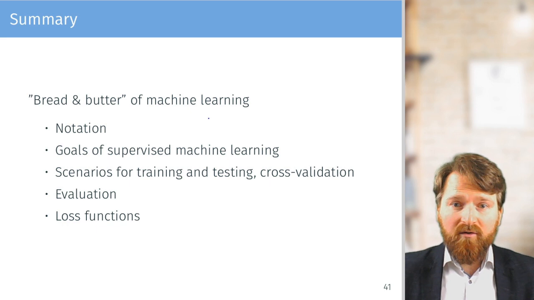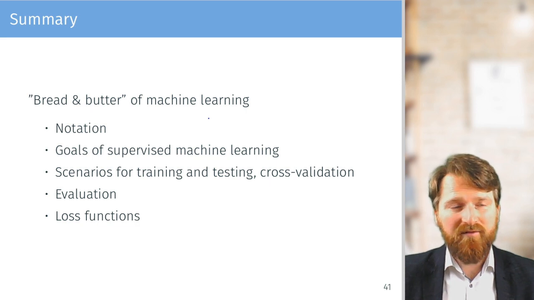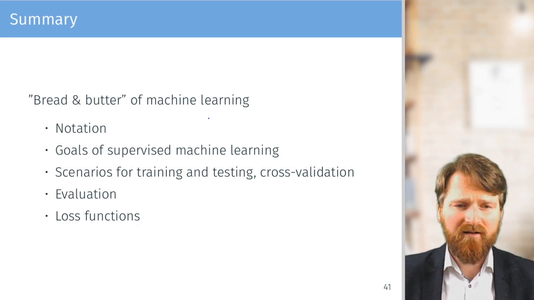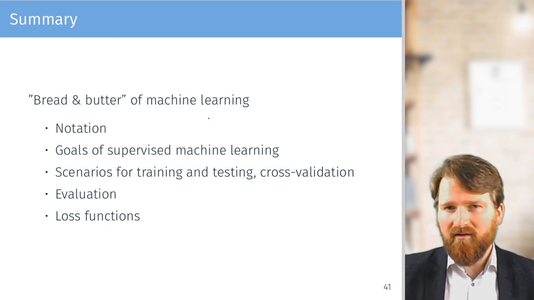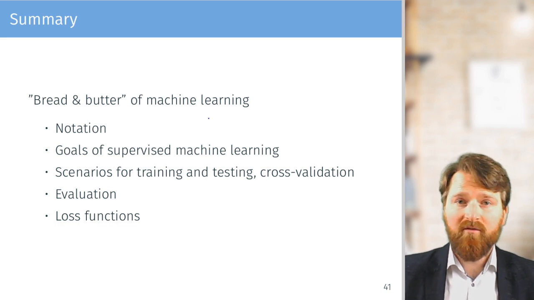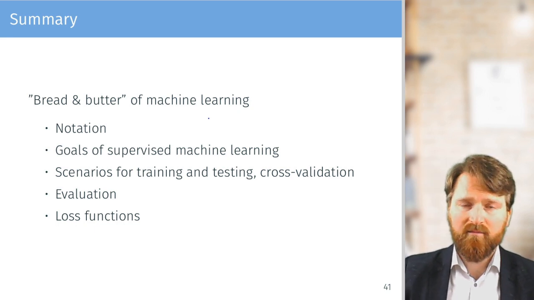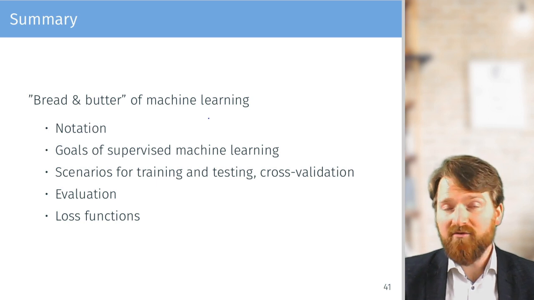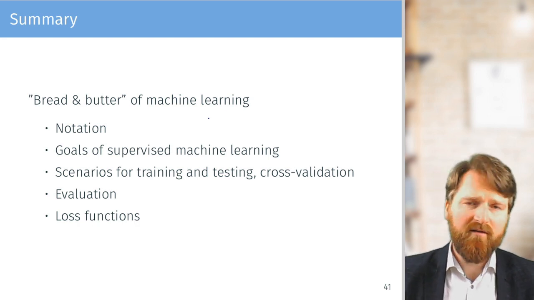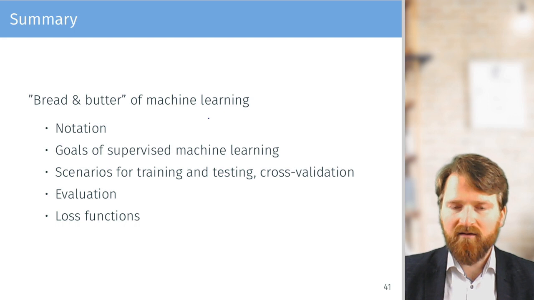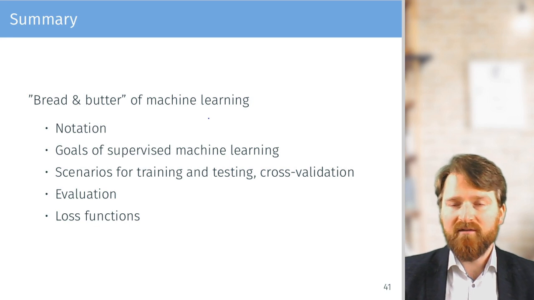Okay, it brings me to the summary. In today's lecture, we had this bread and butter of machine learning. We talked about some notation, why it could be confusing, vectors, matrices, and so on. We talked about the goals of supervised machine learning. We touched on generalization and overfitting and why it's important to do cross-validation or even nested cross-validation. We talked about different evaluation scenarios such as accuracy and others in machine learning and natural language generation. And we talked quite deeply about different loss functions, namely two of the most used losses in NLP and machine learning, cross entropy loss and square loss.